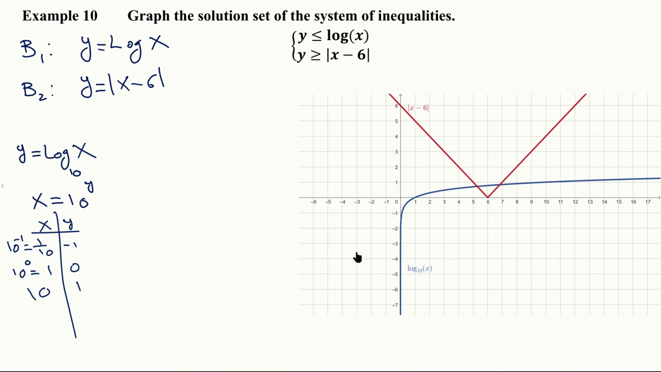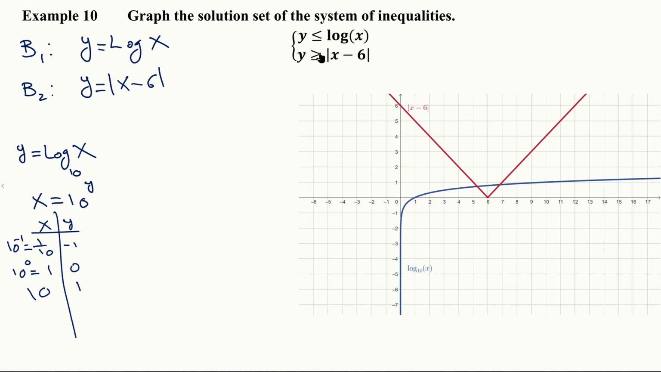So since we know the basic shape of the logarithmic graph, those should suffice for us to get a pretty decent graph, right? And for this one, that's just the graph of absolute value of x, which we know is the famous V shape, shifted 6 units to the right, right? Translated 6 units to the right.